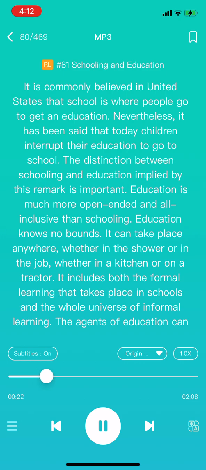Education knows no bounds. It can take place anywhere, whether in the shower or in the job, whether in the kitchen or on a tractor. It includes both the formal learning that takes place in schools and the whole universe of informal learning. The agents of education can range from a revered grandparent to the people debating politics on the radio, from a child to a distinguished scientist.